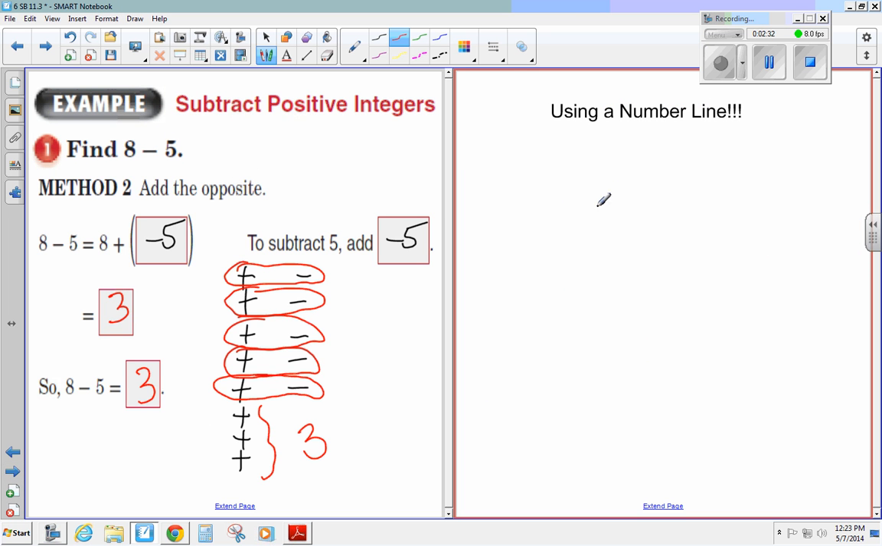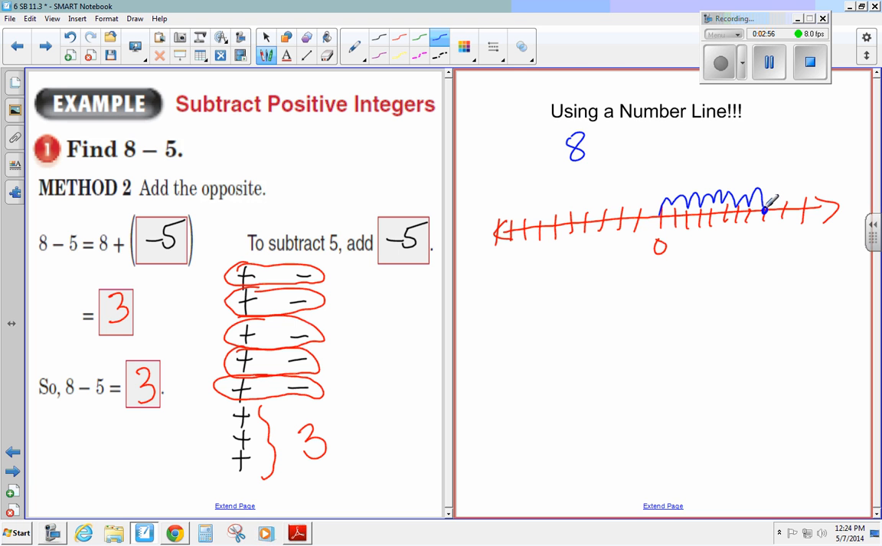All right, you could also use a number line. This is a third way. So start at 0, and we have a positive 8: 1, 2, 3, 4, 5, 6, 7, 8. So we're right here at 8. Then we're doing a minus 5, so we have to go the other direction, 5: 1, 2, 3, 4, 5.